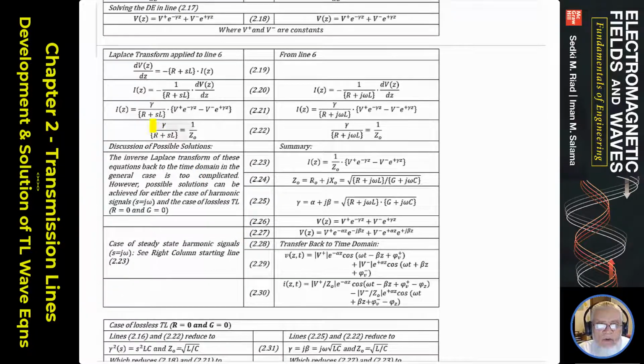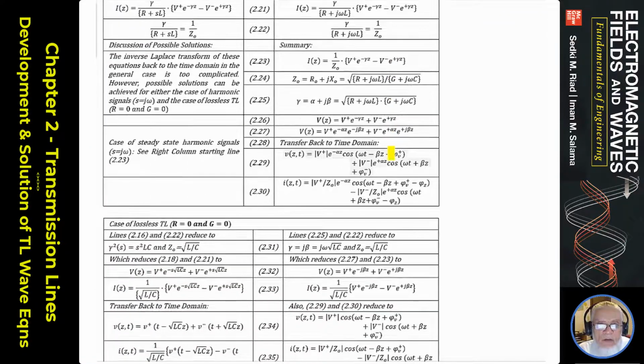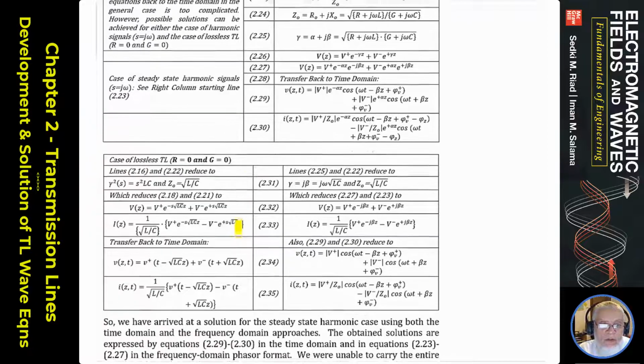Okay, now that we have the solution as a function of position, we need to go back now and get the time variation solution. As it turns out, we cannot do that in the general sense easily, so we're going to take a shortcut here, and say, why don't we just do it for a simple case of a lossless line, which means R is equal to 0 and G is equal to 0.